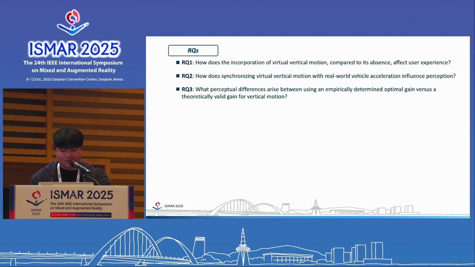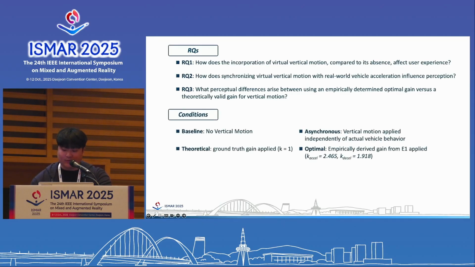To answer RQ1, we included a baseline condition with no vertical motion, an asynchronous condition where vertical motion is applied randomly to answer RQ2, and a theoretical condition with a gain value of 1, or no gain at all, to answer RQ3, along with the optimal condition with the empirically derived gains from E1.